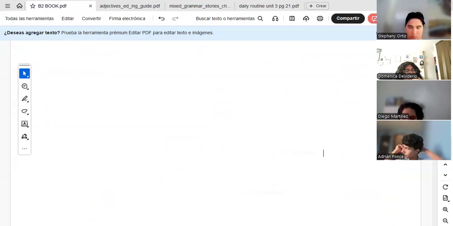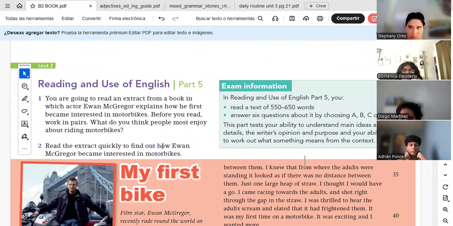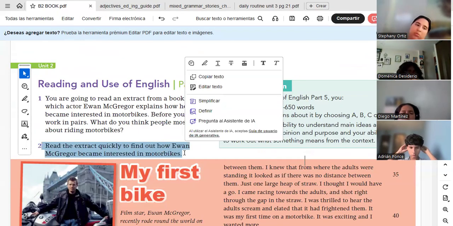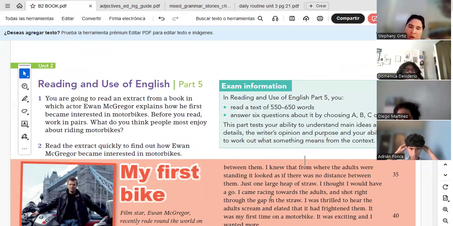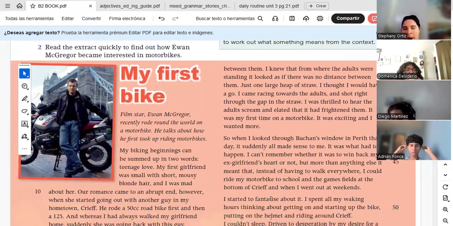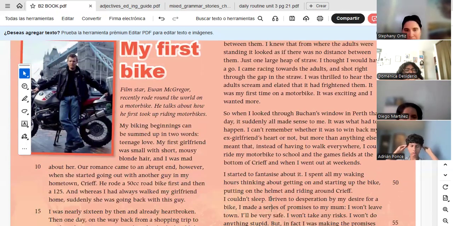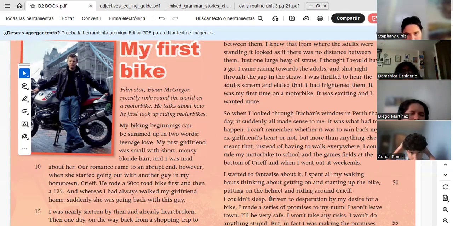So this is page 9. Find out how Ewan McGregor became interested in motorbikes. We're going to focus on this, okay? This is the purpose of this reading activity. So, Diego, could you read the first 2 paragraphs, please? And the title. My first bike.